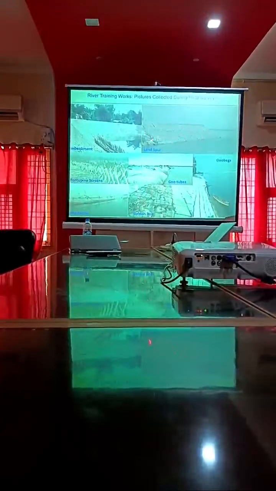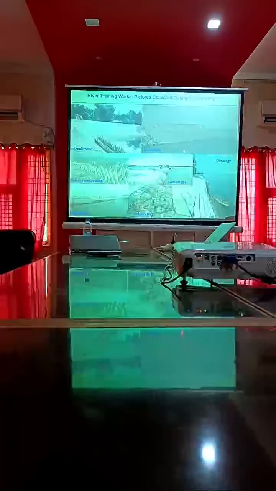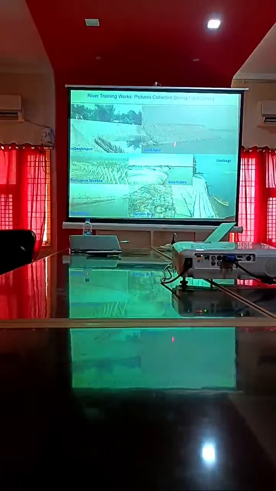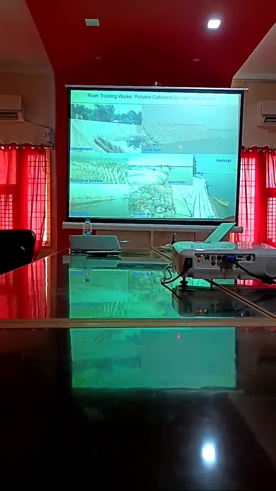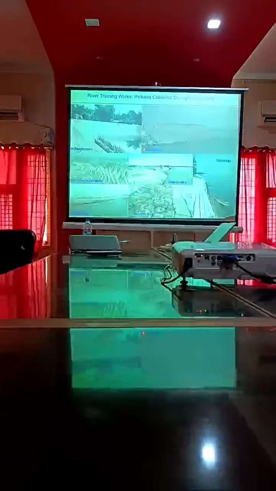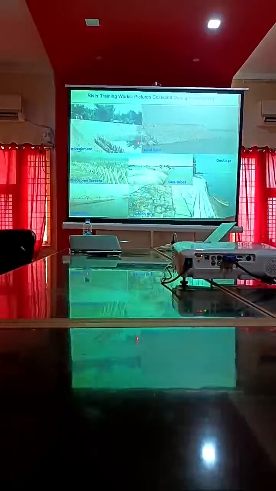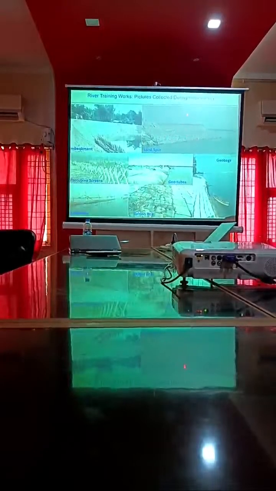You know what is the length of this river training work? 300 meters length. What is the height? You know it? 7 meters height. What is the base width? You know it? 10 meters. This is a huge structure that you are placing into the river. Okay? So when you place such structures inside the river, it is a kind of sudden shock to the river. So don't you analyze what the response of the river is going to be if such structures are placed inside the field?